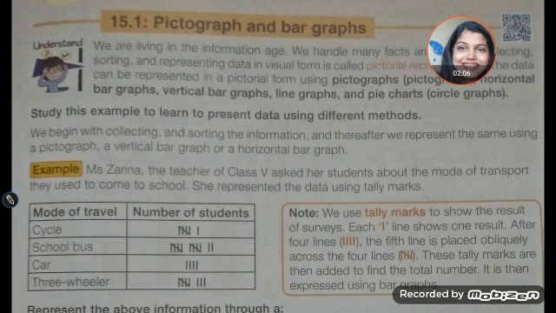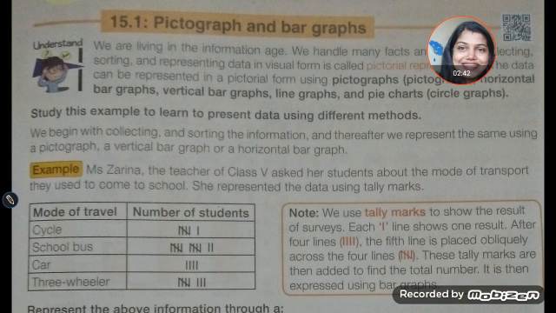Mode of travel has been classified into four, that is cycle, school bus, car, and three wheeler. Here, keep a note of it, dear children: we use tally marks to show the result of a survey. Each line shows one result. After four lines, the fifth line is placed obliquely across the four lines. So you need to understand the fifth line is the one crossing all four lines. These tally marks are then added to get the final total number. It is then expressed using the bar graph.